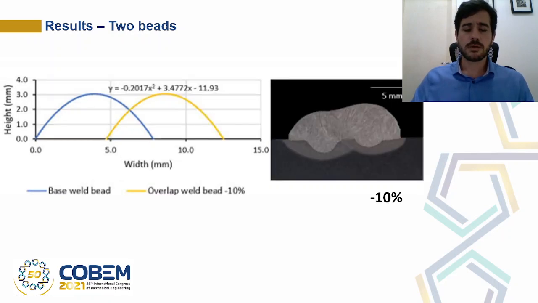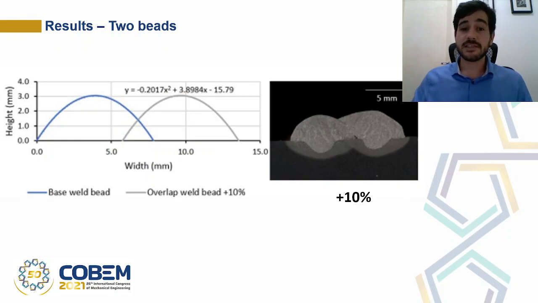By decreasing the overlap offset by 10%, it was possible to mitigate the lack of fusion defect observed in the previous experiments. In this case, the second bead height was almost 1 millimeter higher than the simulated, which is expected once we decrease the offset. However, the width presents a difference between the simulated and deposited of less than 1%, showing again a good precision of the algorithm.